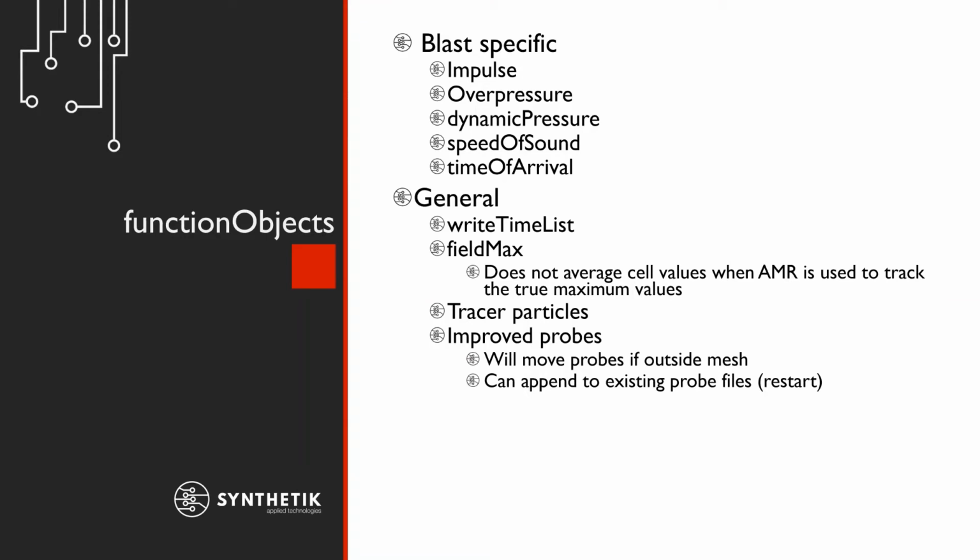And then we also have some improved probes. Again, quality of life type stuff. So for us, we had a lot of cases where we were given a list of probes and they were just barely outside the mesh, like maybe a millimeter. And we just wanted to move them slightly inside. Generally, you have to do this by hand, and if you have hundreds of probes, it's terrible. So this will basically just find the closest cell and move it to that location.